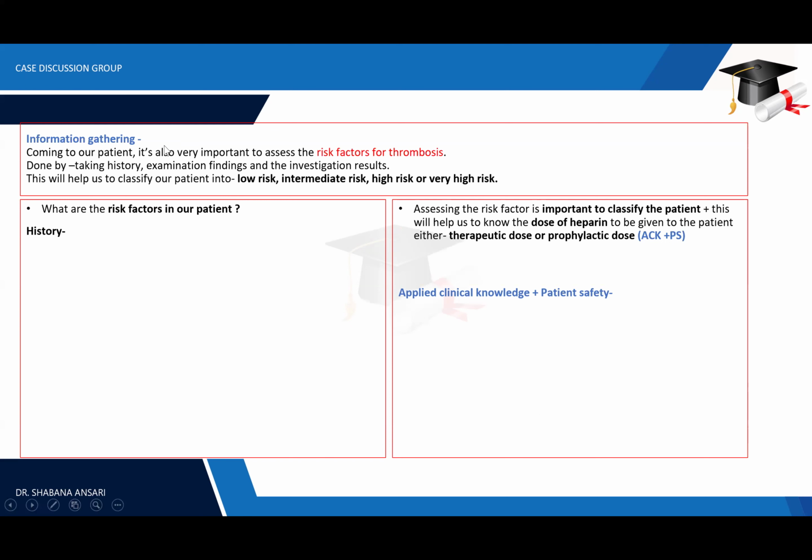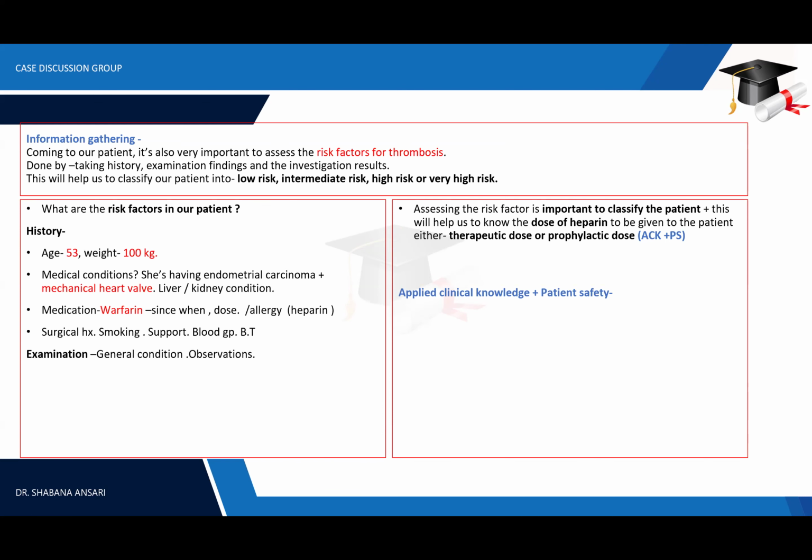Okay. Then comes your information gathering part. It is very important because we should know the risk factors for thrombosis in our patient. This will help us to classify our patient as low risk, intermediate risk, high, or very high risk. So how do we do this? By history taking, examination findings, and investigation results. Then you will ask, okay, let's see the risk factors in our patient.